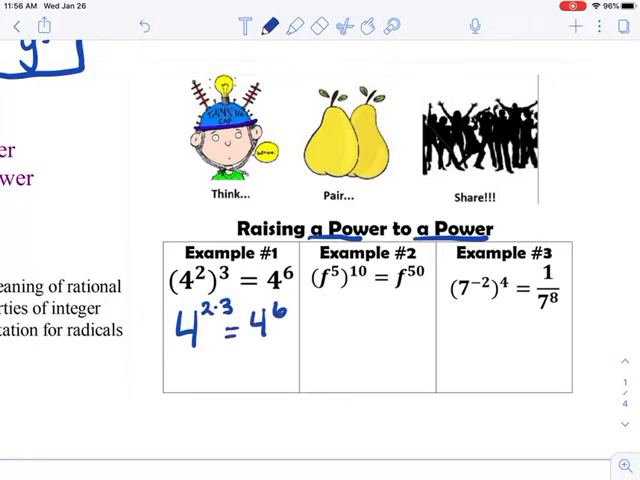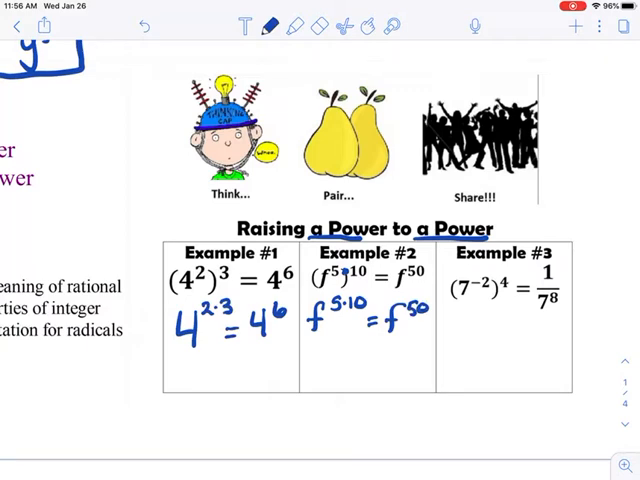Same thing with the next one, power to power. I'm not multiplying two things with the same base. I'm taking something raised to a power to another power. I have to multiply those. So it'd be f to the 5 times 10, which gives me f to the 50.